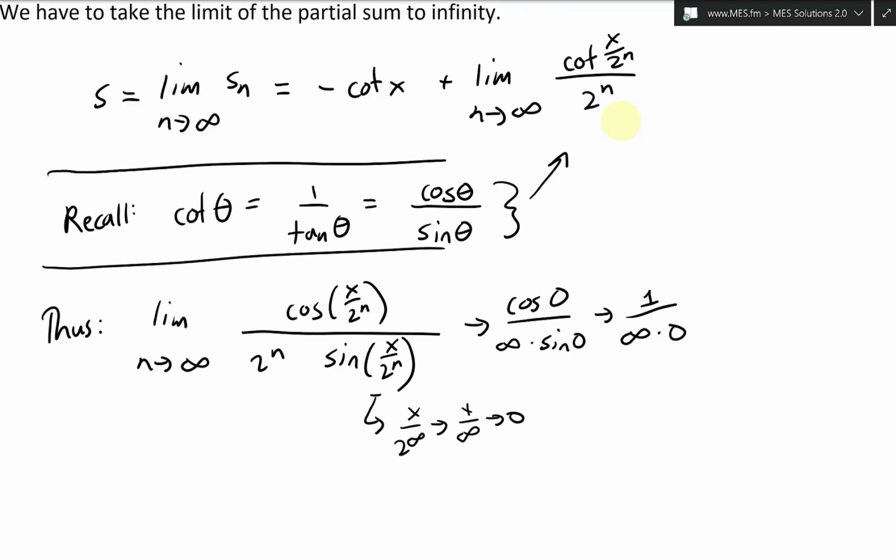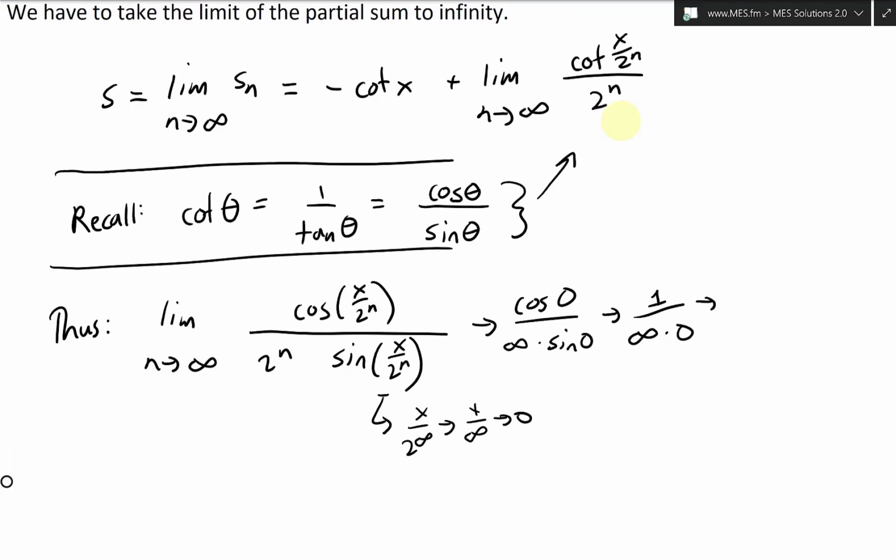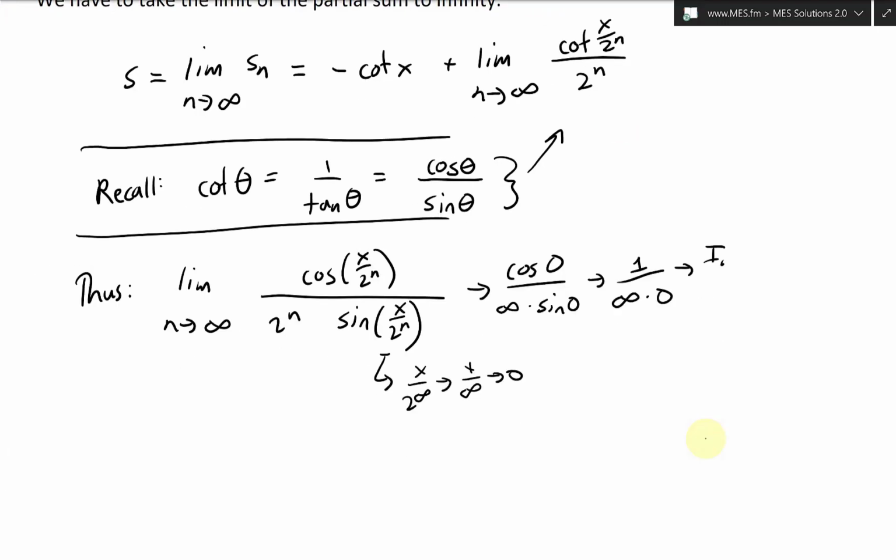So this is indeterminate, and I'll illustrate that in a bit. I'll just write this down: indeterminate, because you have an infinity times 0, so you're not sure if it cancels or diverges. Indeterminate.